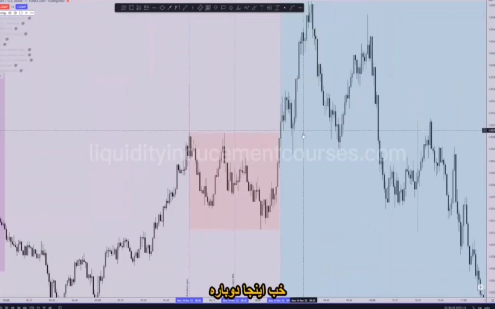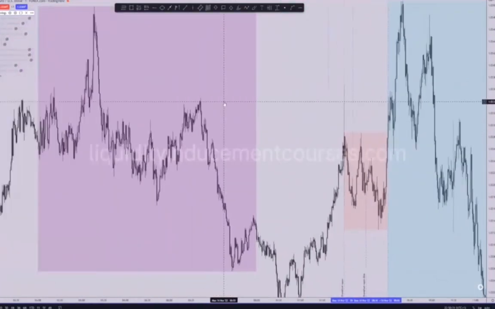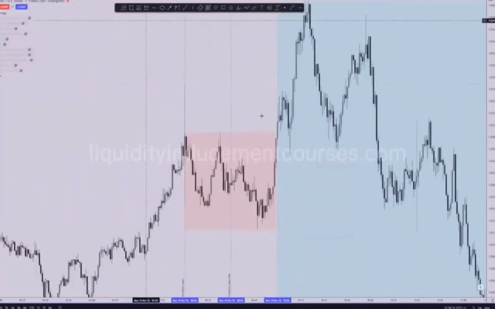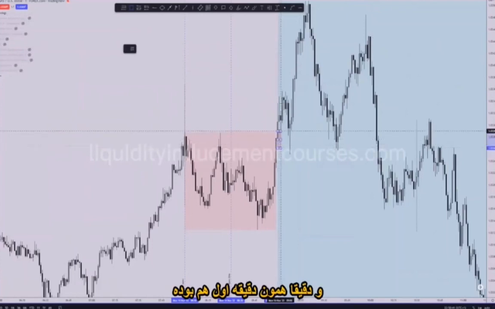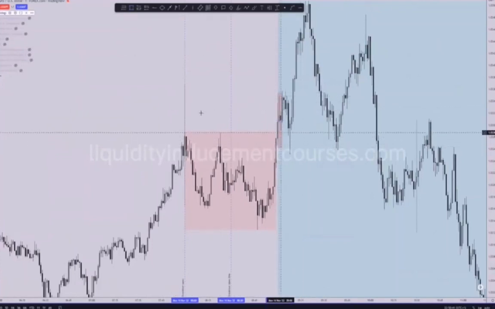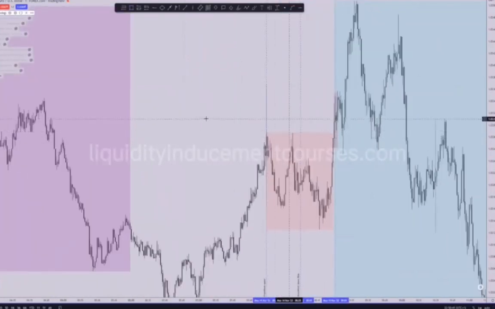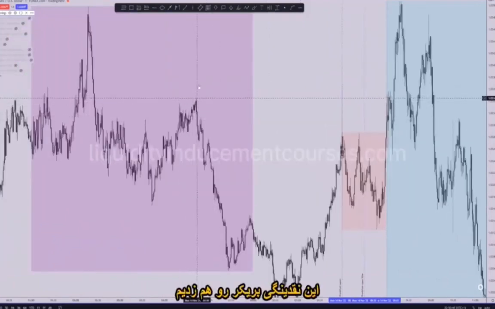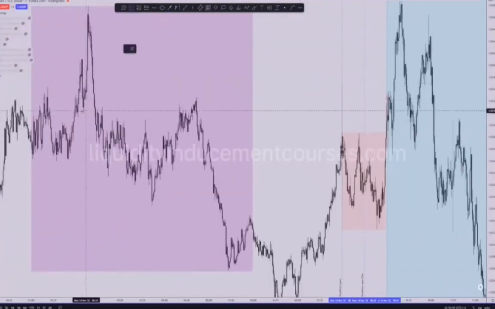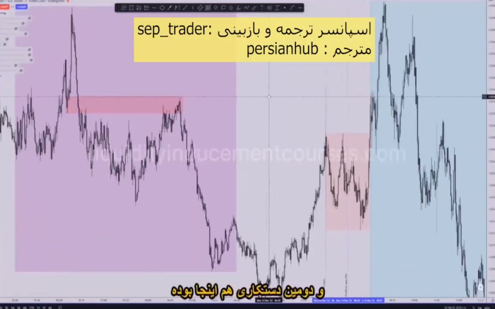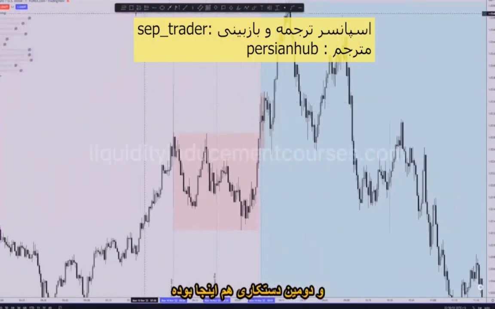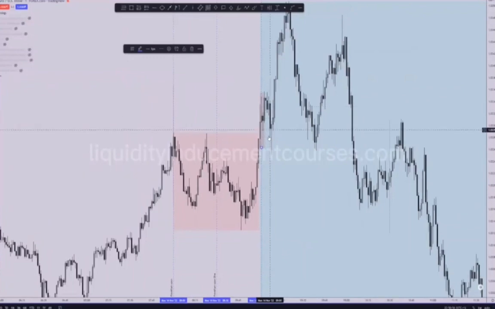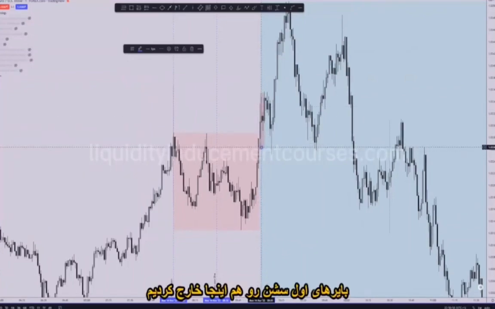So here again, the first move of the session was a manipulation right here. And literally it's the first minute. We took out this Asian high, let's say. Then we took out this weird breaker liquidity, right? And the second manipulation was here. We just took out early buyers of the session.